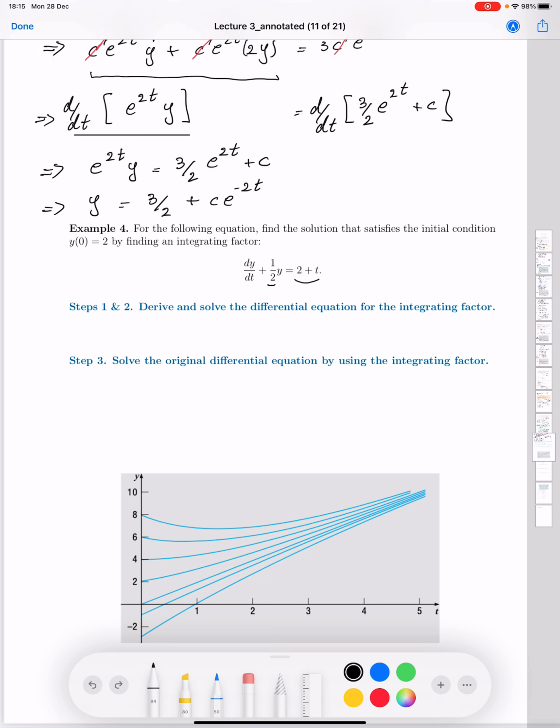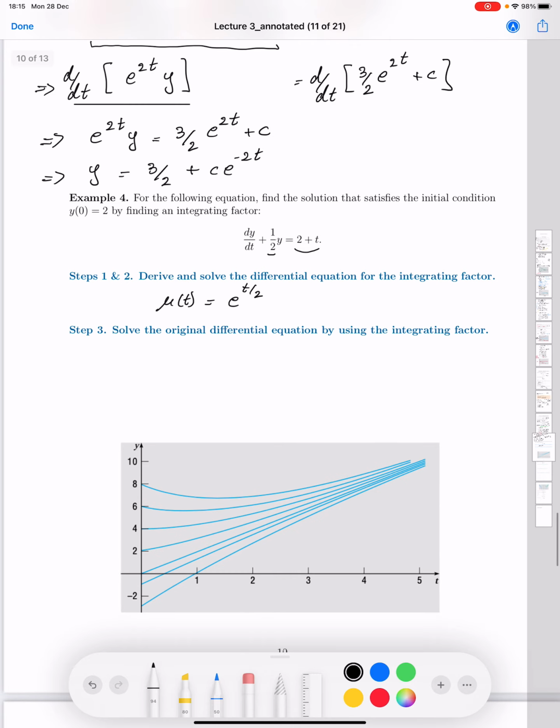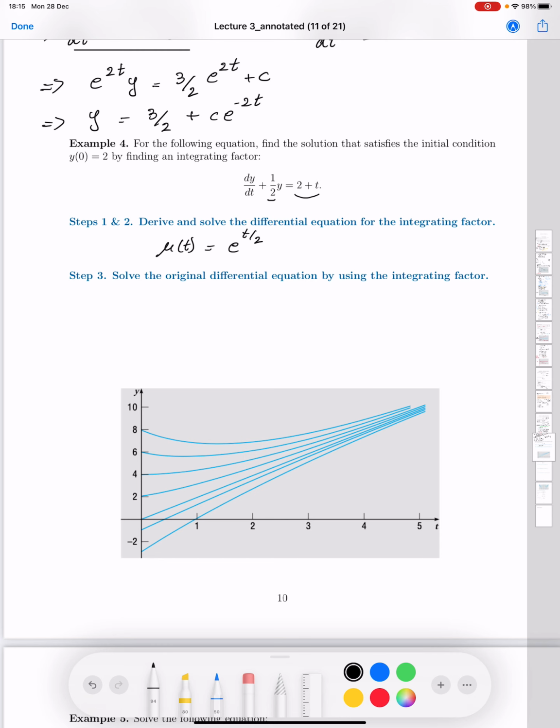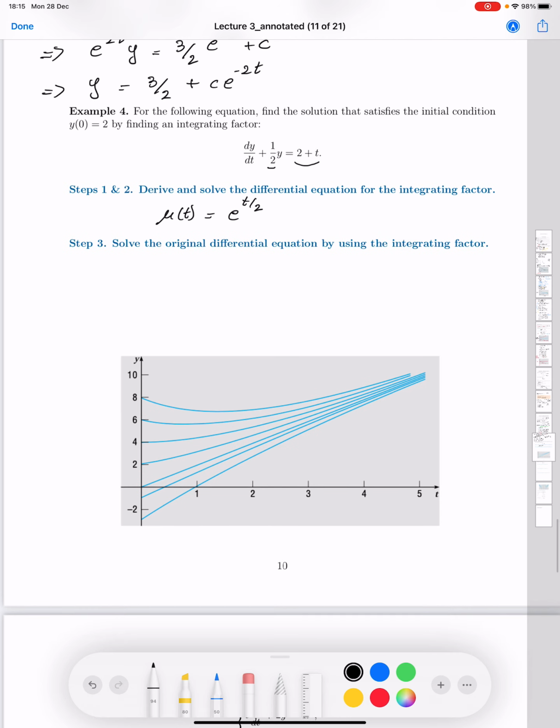So I will leave this as a very simple little example for you to do, but if you just repeat the procedure, you will get mu of t equal to e to the power of t over 2. Well, we will again get c prime times e to the power of t over 2, but then you can let that be equal to 1. Okay, so a little example for you to obtain mu of t. Now for the rest, it's also quite similar.